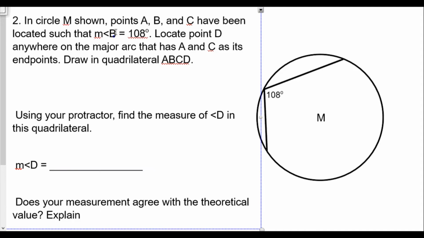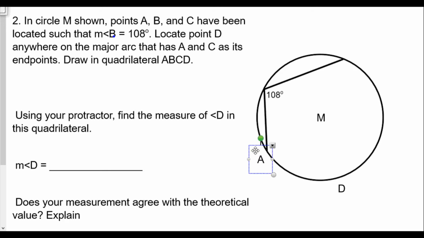All right, so locate point D anywhere. So again, it was one of these things where we're going to put D anywhere. And I'm going to put point D somewhere over here. Okay, so here's point D. It says here to draw your line segments. So I'm going to connect, and in this case, I should have also labeled the angle measurement. So here's A, here's B, and here's C.